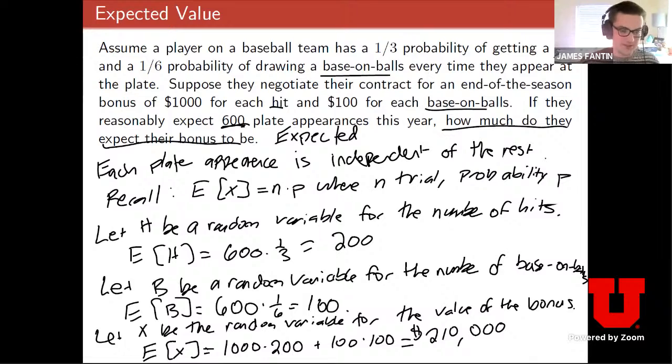Yeah, so hopefully this helps you. Expected value can sometimes be a little bit tricky the first time you see it, but for independent events, it's not too bad, and it works similar to this.